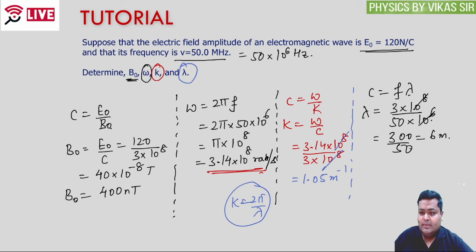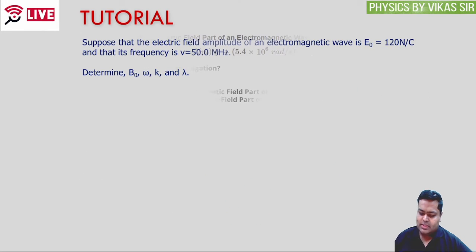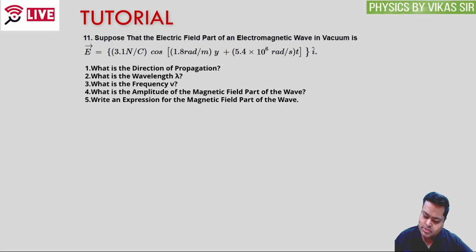Right, great. And now let's talk about the next question over here, because all the options and question parts here are finished. So let's talk about the next question, where it says suppose the electric field part of an EM wave in the vacuum is given to us by this equation, and we need to find the parts 1, 2, 3, 4 and 5. We need to find out these particular parts.